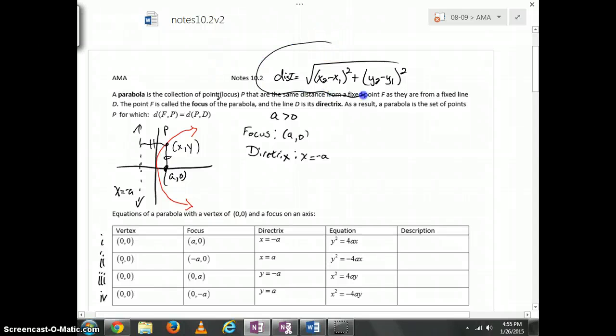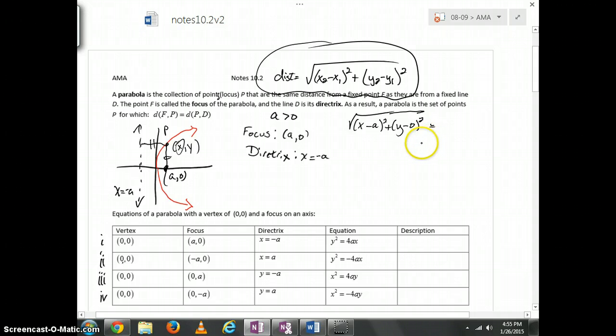I've written the distance formula up here, and if we'd like to find the distance from point P to the focus, really we're going to have (x2 minus x1). Let's call x2 our x here. x1 we could call a, and we'll square that. (y2 minus y1), we can have (y minus 0), square that. That's your distance from any point on the parabola to the focus.